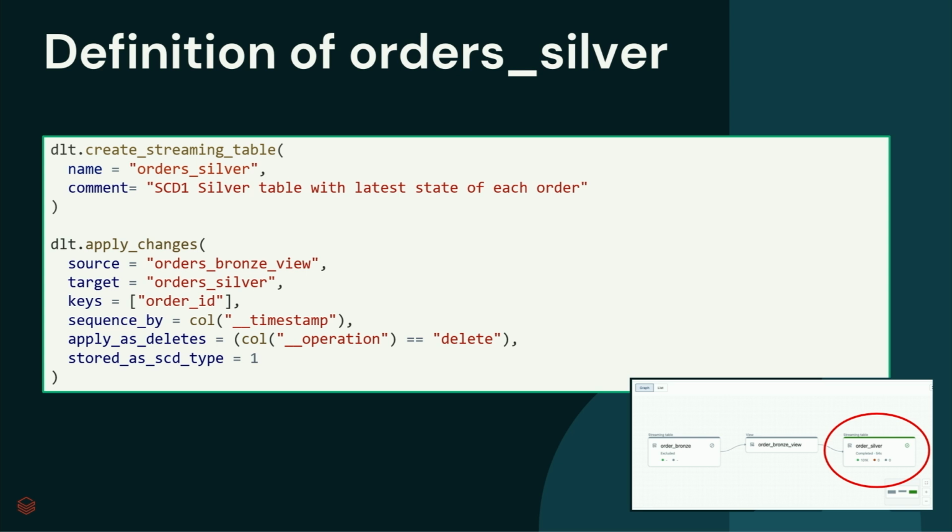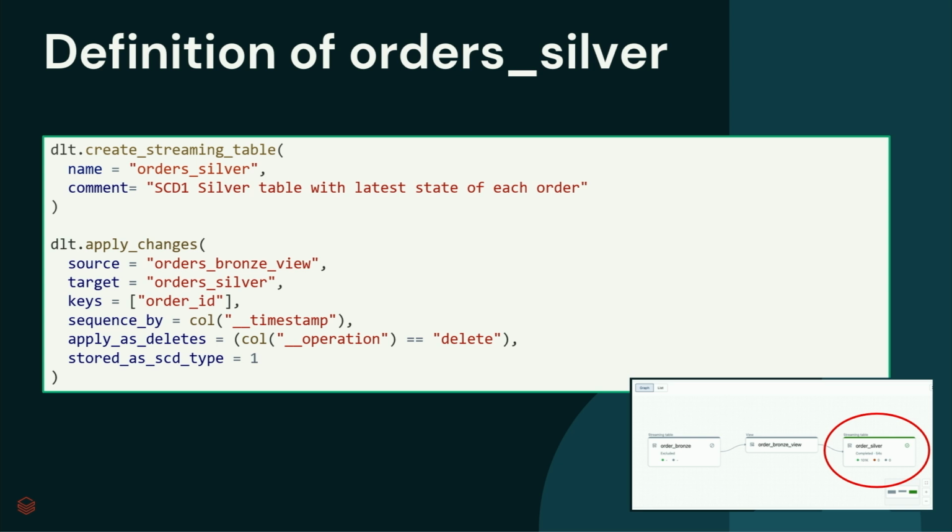The source for my apply changes is the bronze view. The target is the silver table. I need to provide a primary key, that's my order ID. And apply changes will then automatically use this order ID to see whether it needs to apply an insert or an update. So I don't need to tell apply changes that. If the order ID already exists, then it will apply an update. If it's a new order ID, then it'll do an insert.